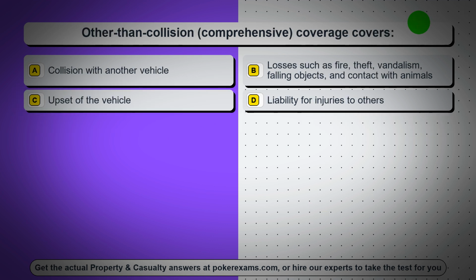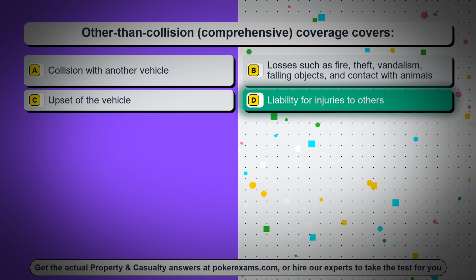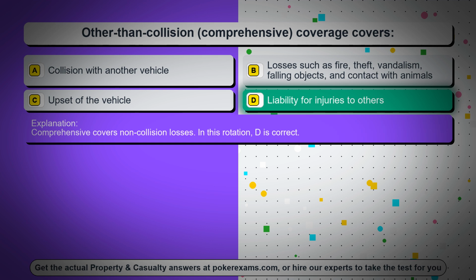Question 48. Other than collision, comprehensive coverage covers. Option A, collision with another vehicle. Option B, losses such as fire, theft, vandalism, falling objects, and contact with animals. Option C, upset of the vehicle. Option D, liability for injuries to others. The correct answer is option D, liability for injuries to others. Comprehensive covers non-collision losses. In this rotation, D is correct.